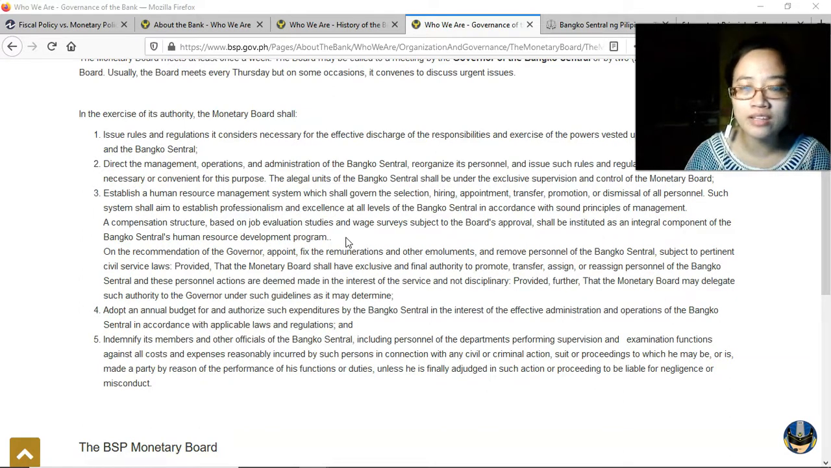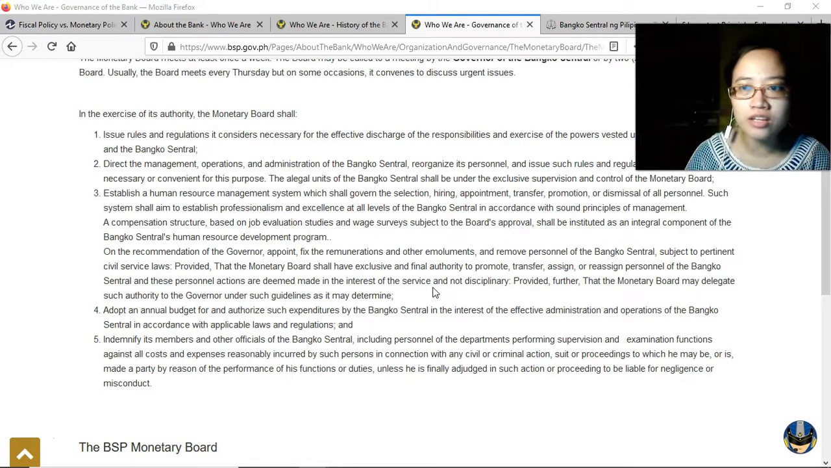So anyway, they need to be competitive with regards to the rates, so that all these people who are experts would work for the BSP, for the monetary board, instead of in private institutions. On the recommendation of the government, appoint, fix the remunerations and other emoluments, and remove personnel of the Bangko Sentral, subject to pertinent civil service laws. Okay. Essentially, the BSP is still a government agency, provided that the monetary board shall have the exclusive and final authority to promote, transfer, assign, or reassign personnel of the BSP, and these personnel actions are deemed made in the interest of the service and not disciplinary.